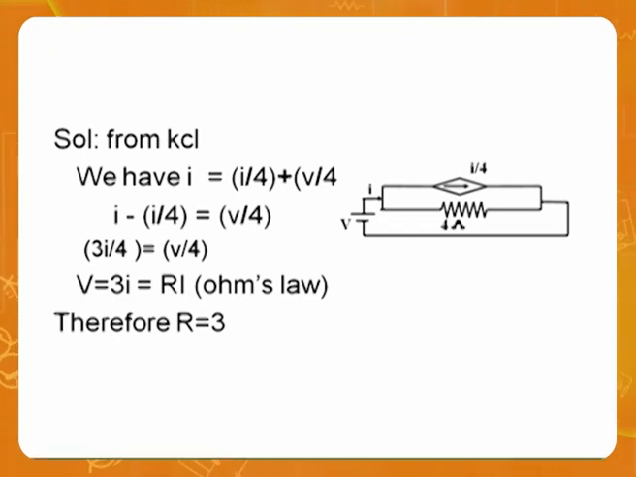And the voltage across that 4 ohms is nothing but V. Therefore, I entering is equal to I by 4 plus V by 4. If you take this side, I minus I by 4 is equal to V by 4. Therefore, 3I by 4 is V by 4. If you cancel the 4s, V is equal to 3I. That is Ohm's law. If you identify from there, the effective resistance is 3.